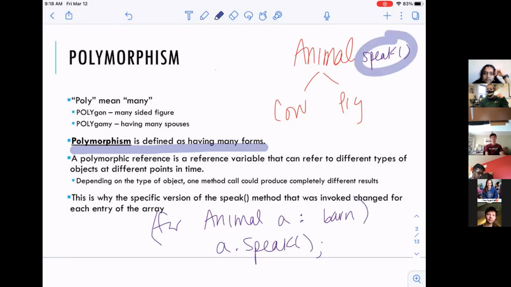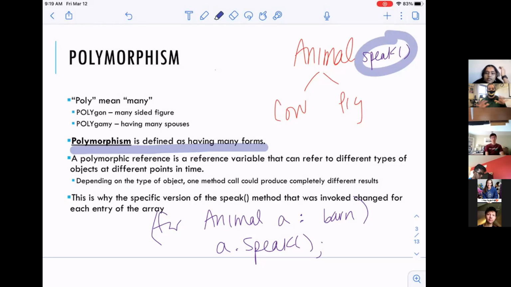Okay, so as we were going through that for each loop, what was actually occurring is the first time through A referred to an animal. The next time through A referred to a cow. The next time A referred to a pig. Then it referred to a cow. Then it referred to an animal, just like how my footwear changes every day. But because they are all animals, it works. And A can refer to anything of the animal class or its subclasses.